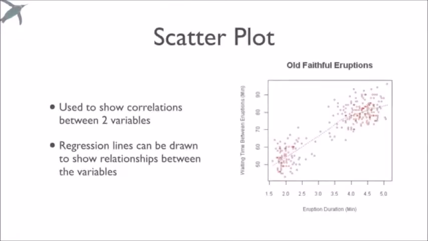A scatter plot is used to show correlations between two variables. Usually we're looking to see, is there a relationship between these two variables? And you'll often see a regression line that is shown in here to express that relationship if there is one.